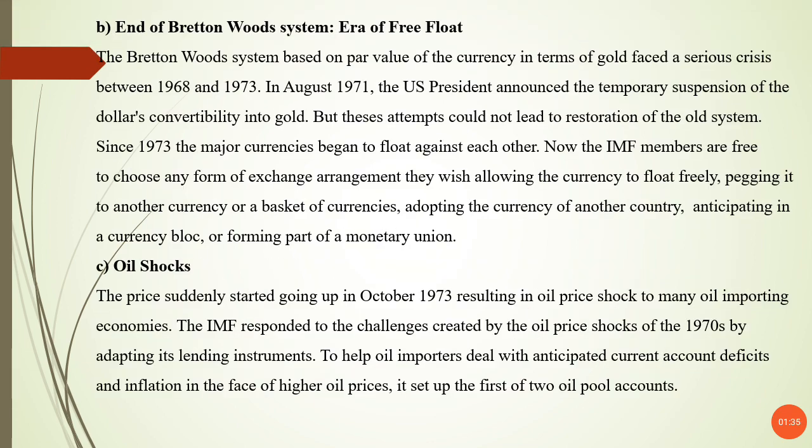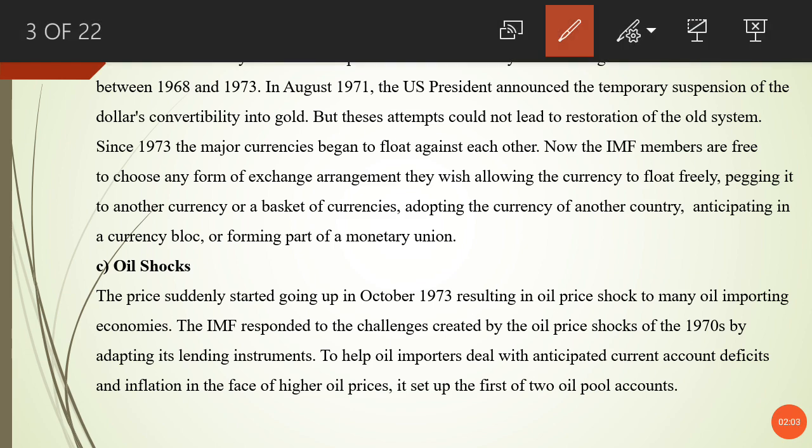B. End of Bretton Woods system, era of free float. The Bretton Woods system based on par value of the currency in terms of gold faced a serious crisis between 1968 and 1973. In August 1971, the US President announced the temporary suspension of the dollar's convertibility into gold. But these attempts could not lead to restoration of the old system. Since 1973, the major currencies began to float against each other.